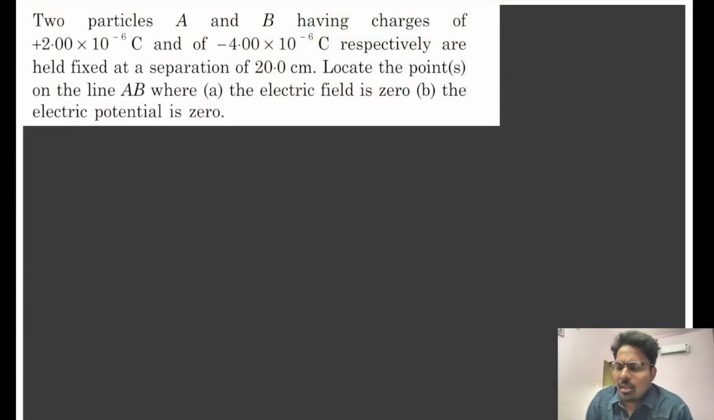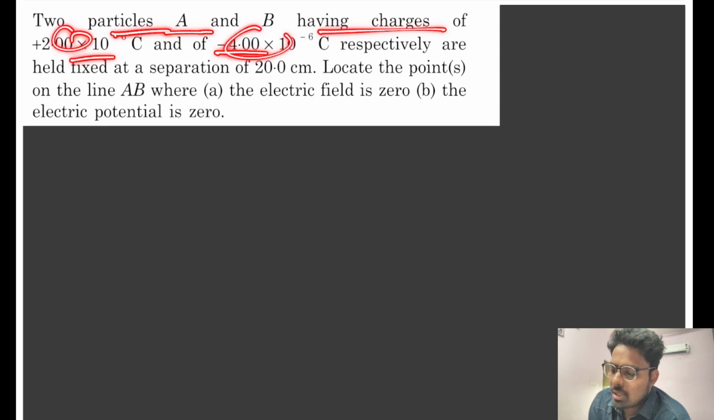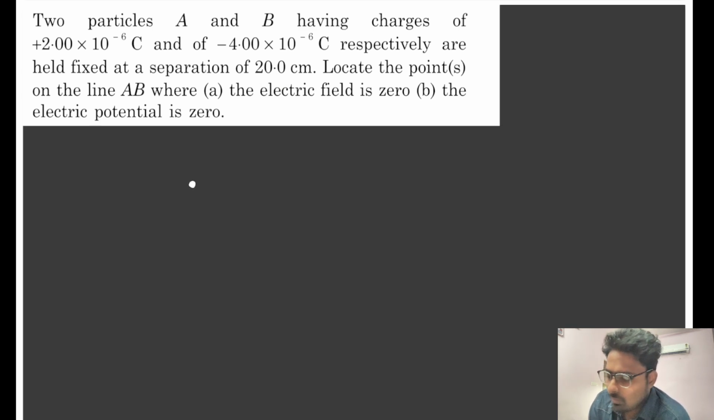Okay. So in this question, they're telling us there are two particles A and B having charges, one a positive charge and another a negative charge, respectively, held at a separation of 20 centimeters. 20 centimeters means 0.2 meters. So imagine we have two point charges like this. The first one is, let's say, q1, and the second one is q2. Here they are asking us to find the point where the field will be 0 and the point where the potential is 0, right?